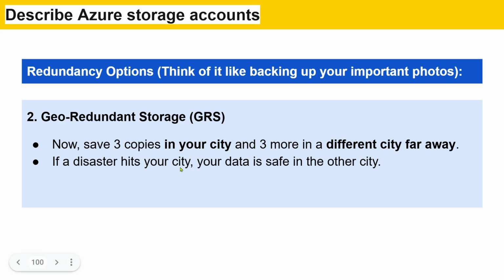If disaster hits your city, your data is safe. You had 3 copies in your city. What if your entire city has a disaster? You lost all the data. The data center is destroyed. So in that case, what happens? If you go with GRS, your 3 more copies of your data are stored in a different city far away. This is called geo redundant storage or GRS. LRS, GRS we saw.